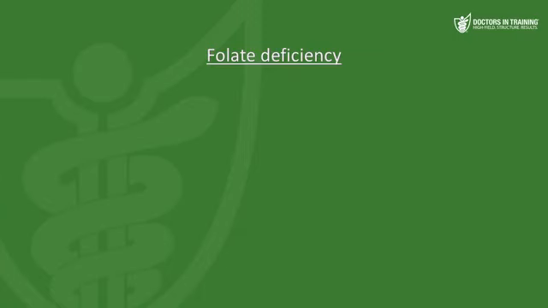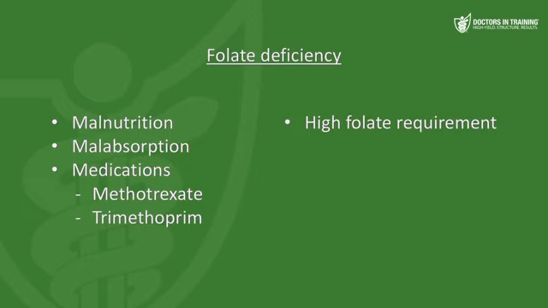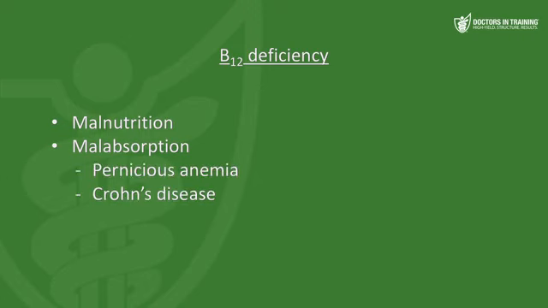The causes of folate deficiency are things like malnutrition, especially in alcoholics who are living on booze and aren't eating very well. Also malabsorption, medications that interfere with folic acid metabolism like methotrexate or trimethoprim. Or if you have a high folate requirement like hemolytic anemia or pregnancy, that might lead to folate deficiency. Then what kinds of things cause B12 deficiency? Well, it's a lot of the same things. Malnutrition, again, especially in strict vegans. They have to take B12 supplements. Malabsorption, including pernicious anemia, Crohn's disease, and also the fish tapeworm Diphyllobothrium latum can cause B12 deficiency.